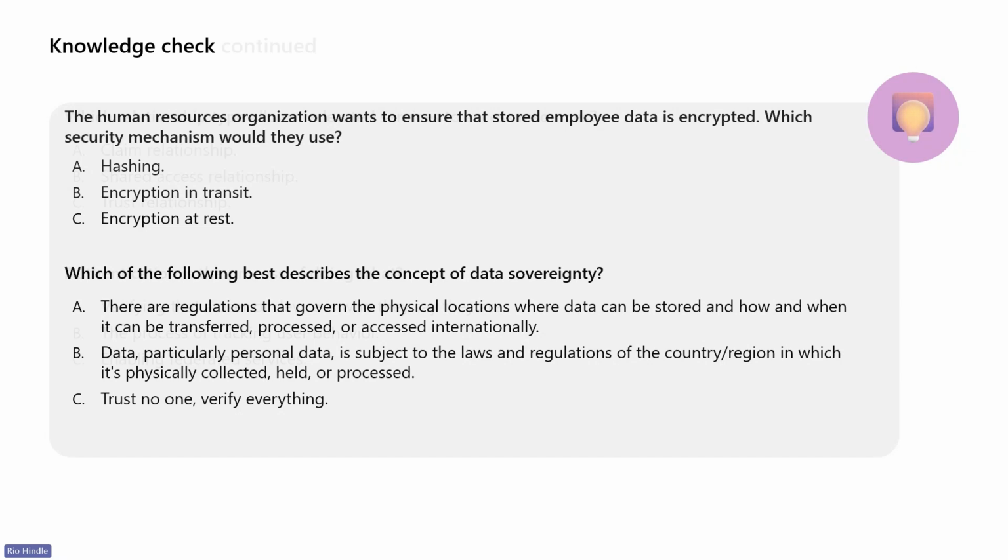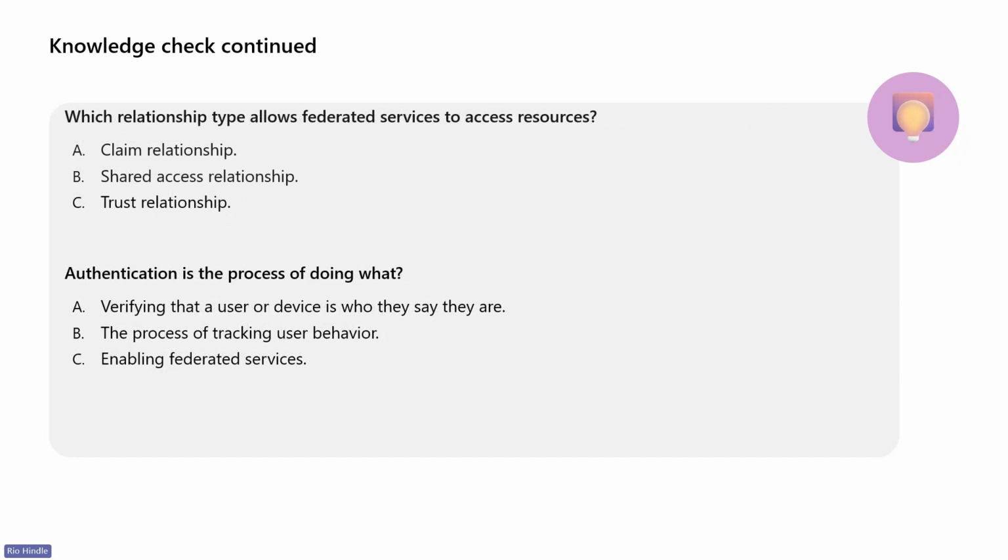One more set of questions before we have a 5-10 minute break. Which relationship type allows federated services to access resources? A being claim relationship, B being shared access relationship, and C being trust relationship. Cool. The answer for this one is C, trust relationship, which is what enables federated services.